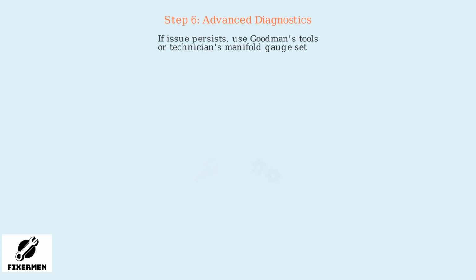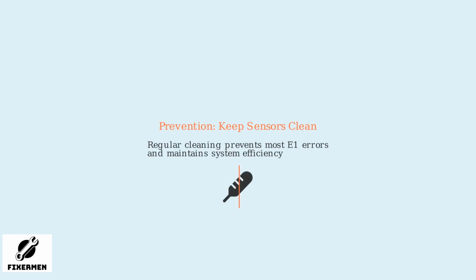If the issue persists, advanced diagnostics using Goodman's tools or a technician's manifold gauge set might be necessary. Keeping sensors clean can prevent most of these errors and help maintain your system's efficiency.